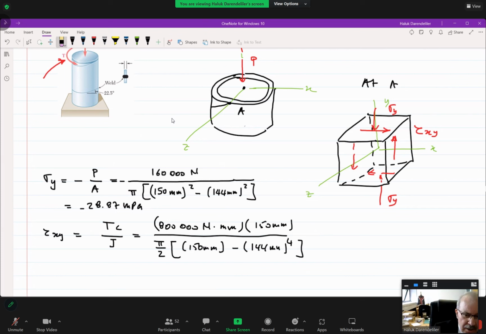On this cubical element, the shearing stress due to torsion is equal to, okay, let me write the numerical value here, 1 megapascals, very small. Okay. Plus or minus, it is positive. Plus. Positive X, positive Y.